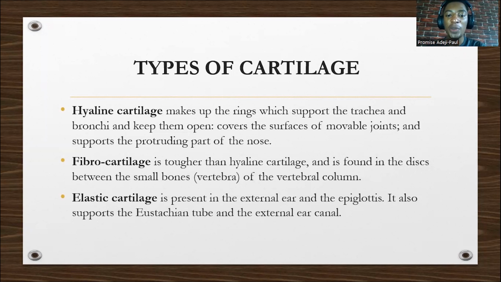What about elastic cartilage? It's present in what? External ear and what? Epiglottis. Your external ear and your epiglottis. Epiglottis is what covers the windpipe so that food will not go through it. So that epiglottis is made up of what? Elastic cartilage. It also supports what? Eustachian tube and what? External ear canal. When I was learning too, the places where elastic cartilage is found was easy for me to learn. Elastic cartilage is E, and everything was just E. External ear, epiglottis, eustachian tube, external ear canal. So most of them are usually E. So it's very easy for me to always remember.